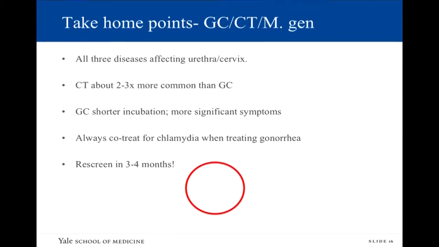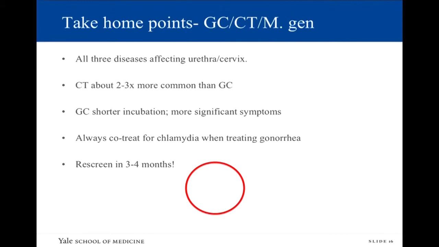So take-home points about this section would be to remember that Mycoplasma, Chlamydia, and M. genitalium, along with a few others, all affect the urethra and the cervix. Chlamydia is more common than the other two, and gonorrhea can sometimes be clinically distinguished, but not reliably so, by having a shorter incubation and more significant symptoms.